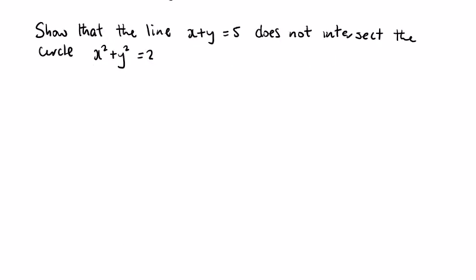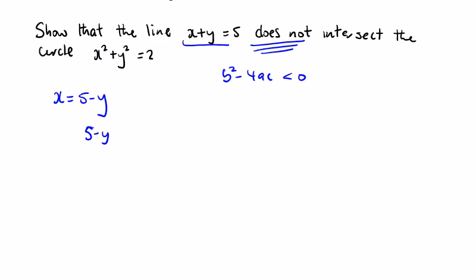So give this one a go. Show that the line x plus y is equal to 5 does not intersect the circle. So the minute you see this, you're shown that b squared minus 4ac, the discriminant, will have to be less than 0 to have no real solutions. So x or y from this one. So we're going to look at x is equal to 5 minus y. So we have x squared, which is 5 minus y squared plus y squared. I'm going to bring the 2 across.